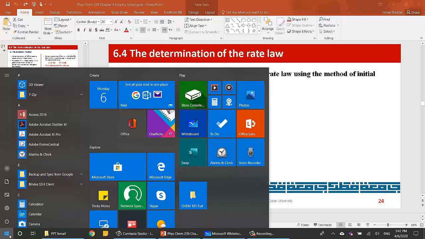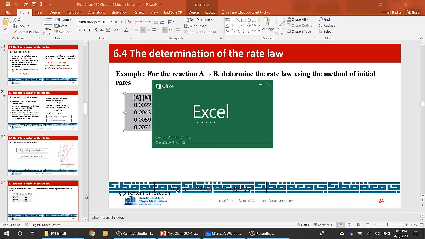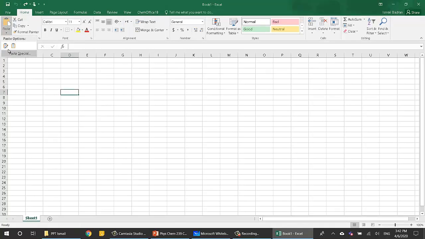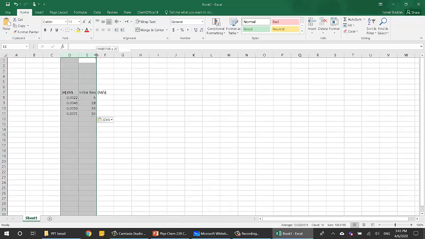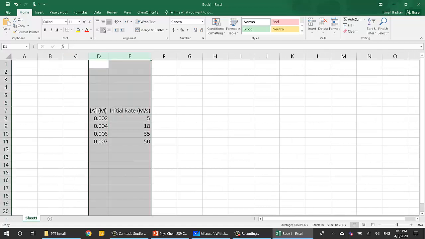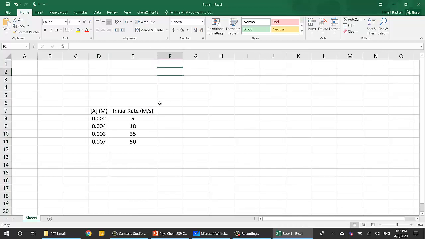So I'm going to open my Microsoft Excel, and I'm going to paste the values here into the program. Okay, so here I have the values, the A and the initial rate. If you plot the concentration versus the initial rate, that's not going to give you anything because that's not the idea here. The idea is to calculate log A and log initial rate and plot that.